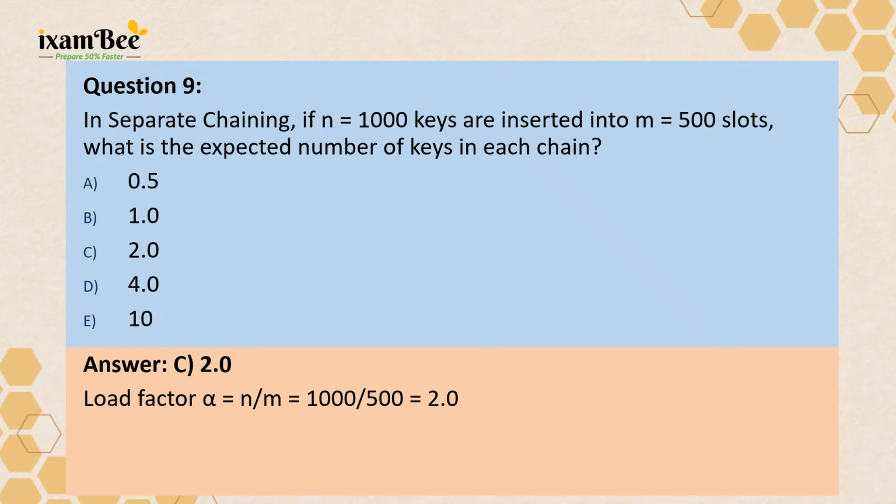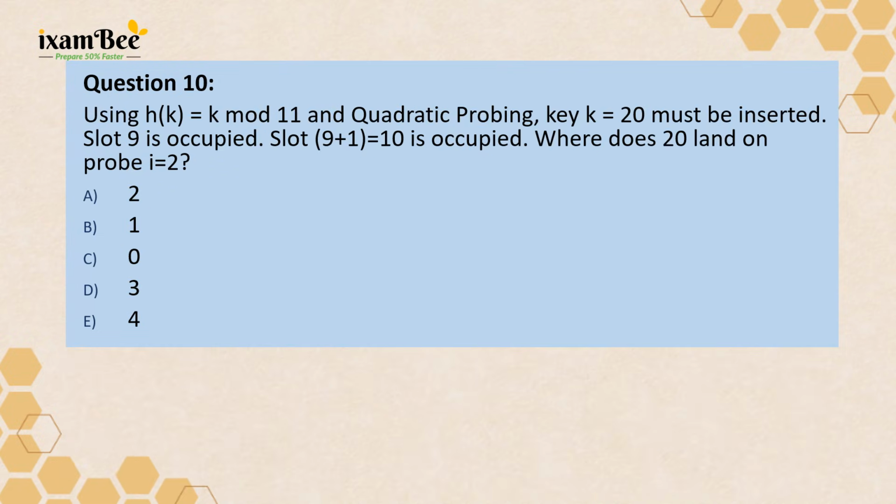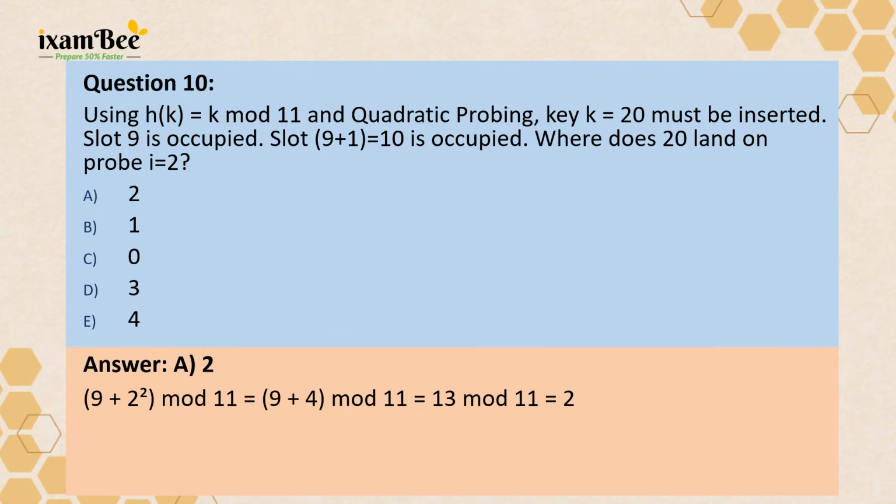Hence the value 2.0. In this next question, we have using a hash function k mod 11 and quadratic probing, key k is equal to 20 must be inserted. Slot 9 is occupied. Slot 9 plus 1 is equal to 10 is occupied as well. Where does 20 land on probe i is equal to 2? The answer to this question is A, 2.